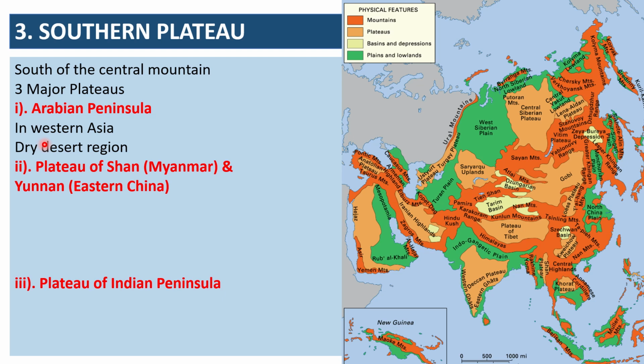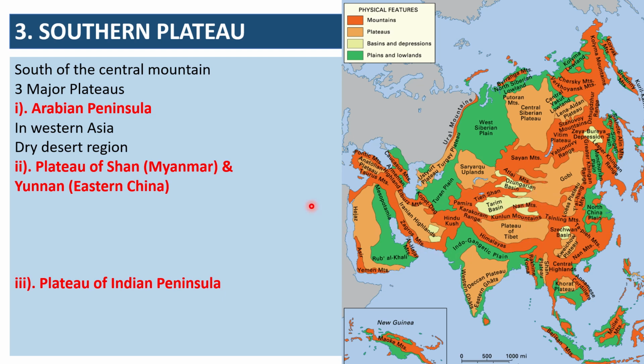Number 1 is northern lowland. Number 2 is the central mountain and central plateau region. Number 3 is the southern plateau region. This is the map of Asia in which different plateaus are present, but we will discuss the south part of the plateau, because the central plateau we have discussed in the central mountain regions.